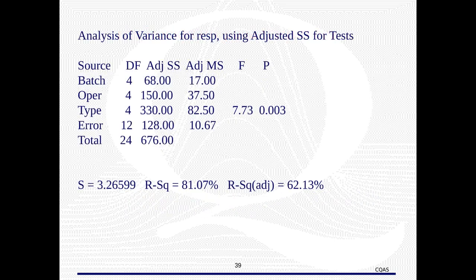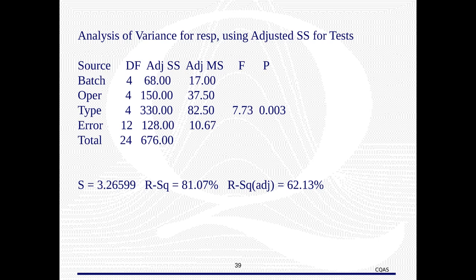Examining our analysis of variance results, we find compelling evidence that propellant type significantly affects rocket response. The F-statistic for type equals 7.73 with a p-value of 0.003, well below our significance threshold of 0.05. This means we reject the null hypothesis of equal means across propellant types. The model explains approximately 81% of the total variation, indicating a reasonably strong fit.